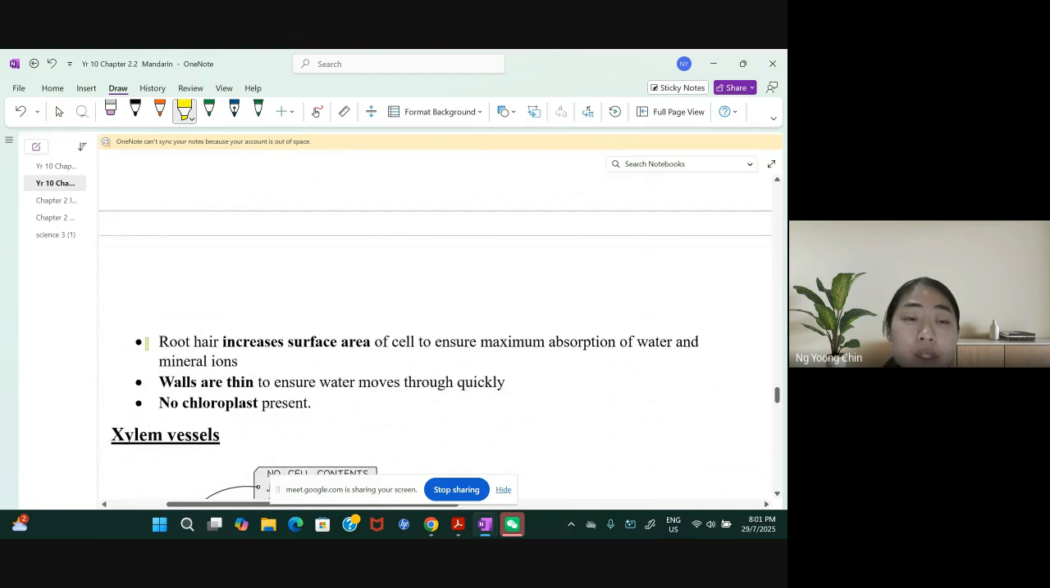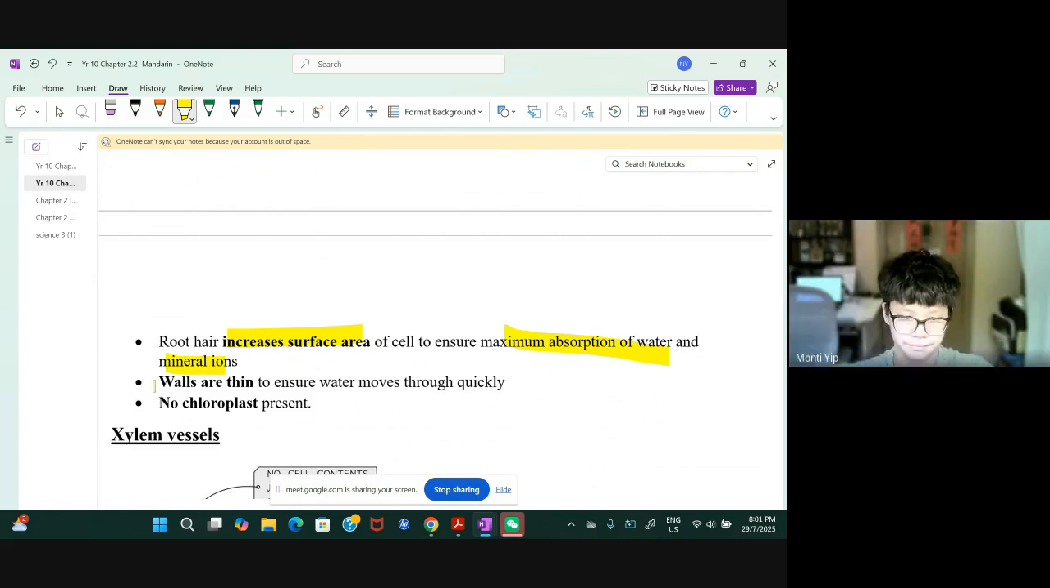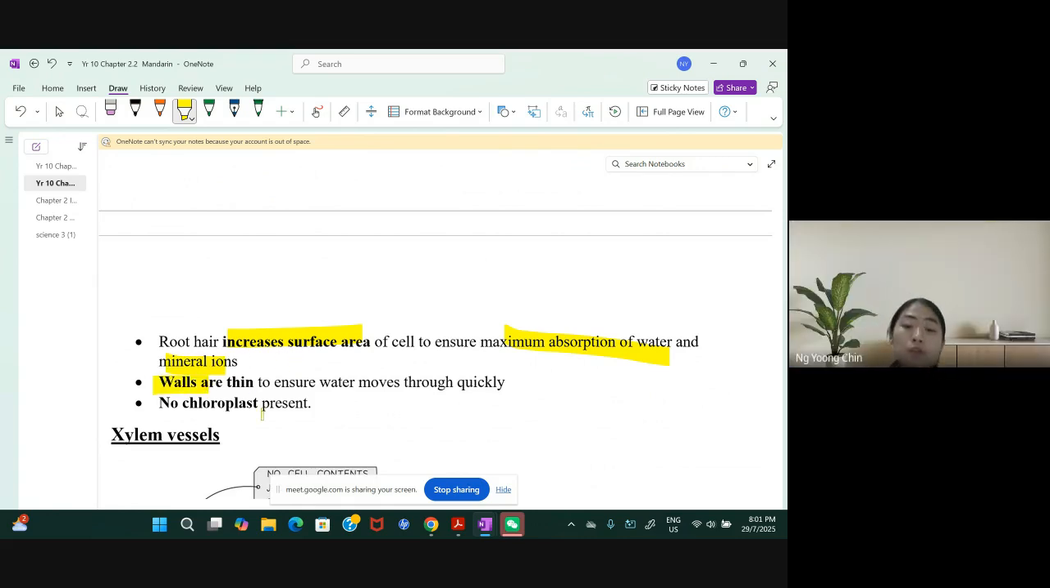So the extension is what? They have a very long extension, right? This is to increase the surface area, to absorb more water and mineral ions. And then their wall is very thin to ensure the water moves quickly, and there's no chloroplast inside.